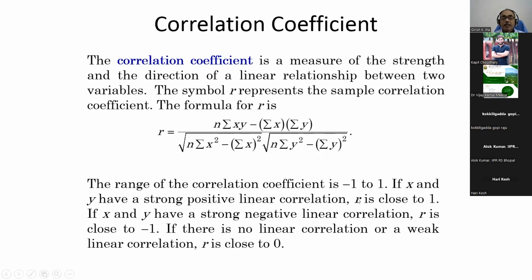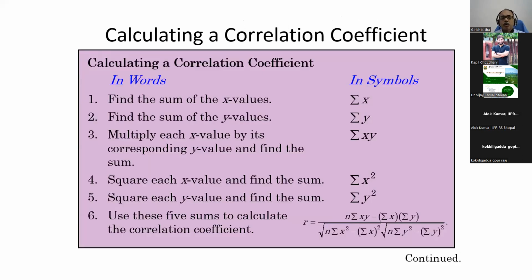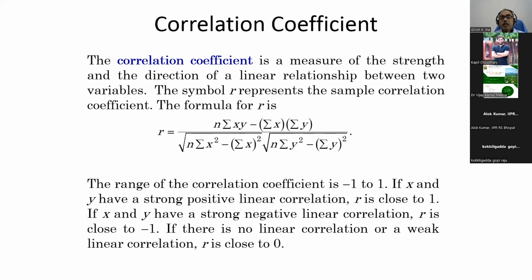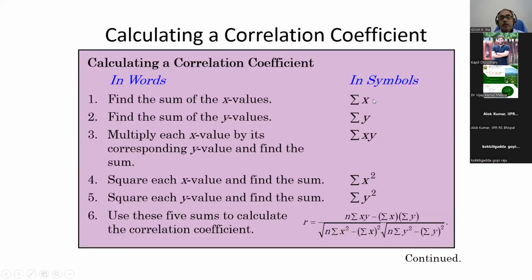And as I said, the range is always between -1 to 1. Undoubtedly, if it is -1, it is strongly negatively correlated, and if it is +1, it is strongly positively correlated. Just for simplicity, it had been explained that this is the notation for sum, so it is sum of x. This is the notation for summation. So sum of y variable.